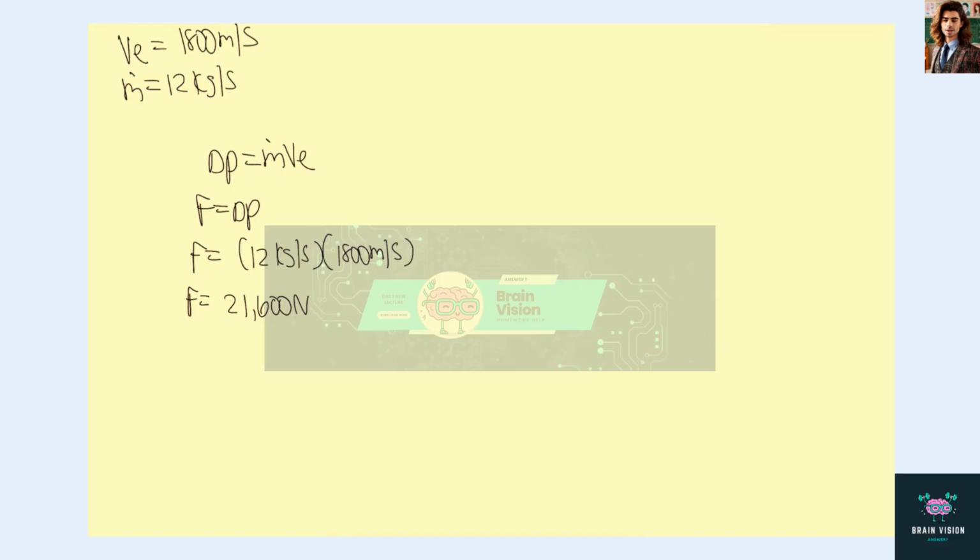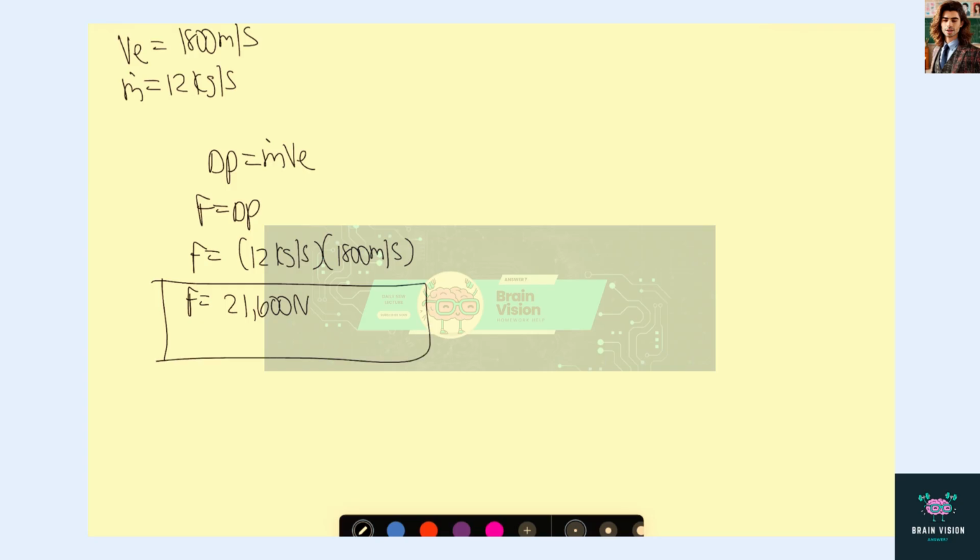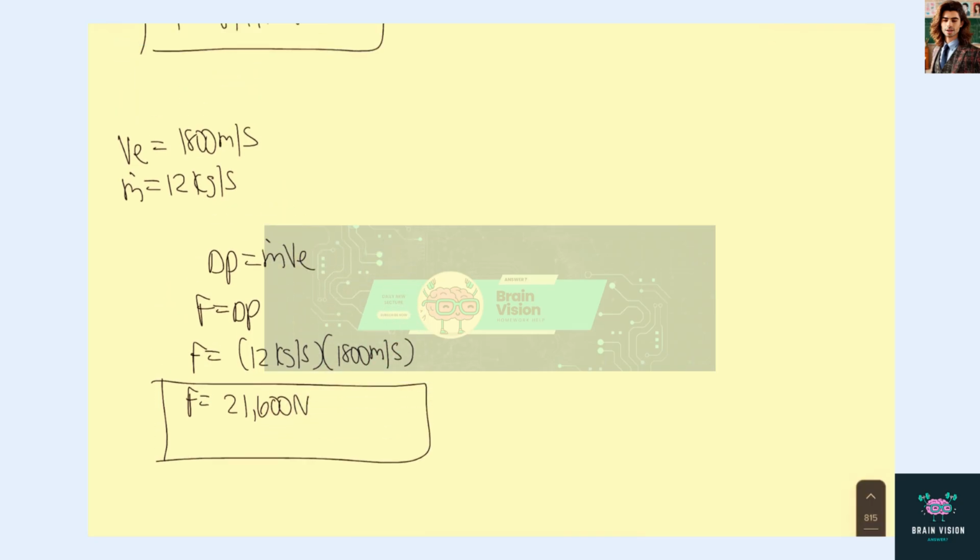So we found that the horizontal force that the support exerts on the engine is 21,600 newtons. We use that our force is our change in momentum, and we calculated this change in momentum.